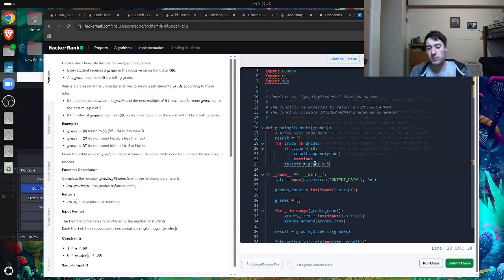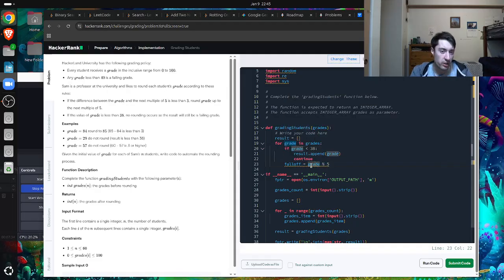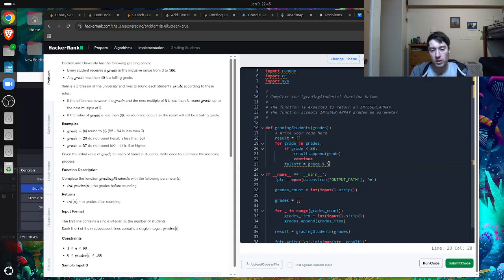So let's say I have 41 here. What's going to happen? The modulo of 5 is going to be 1. So then if I have 44, the modulo is going to be 4. Okay.